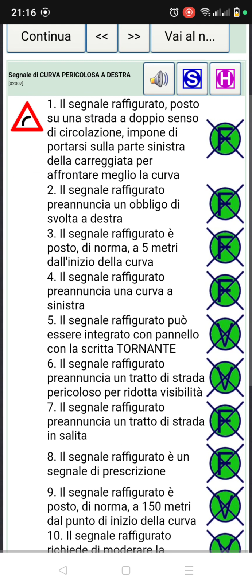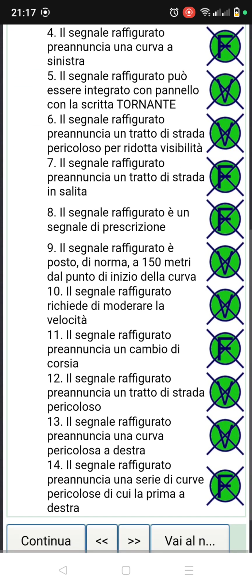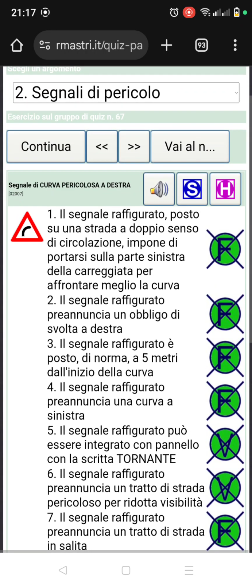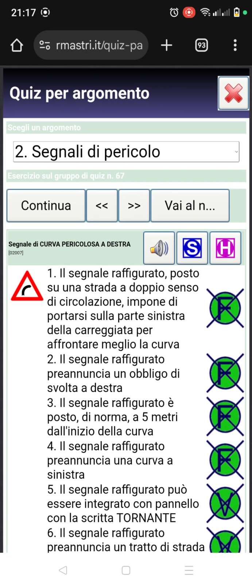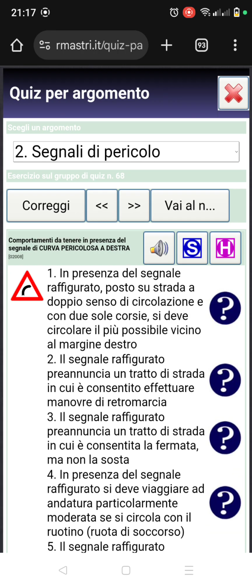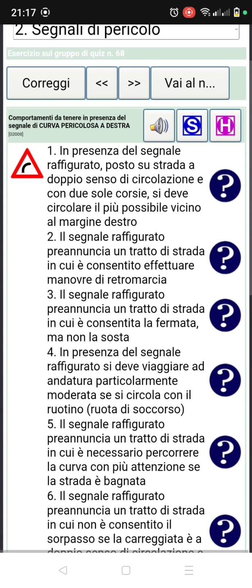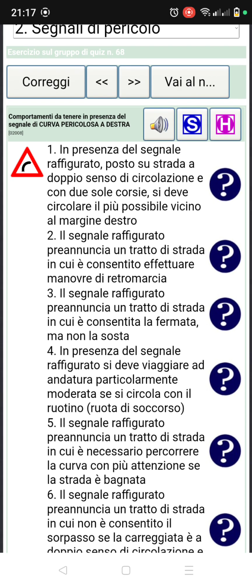So as you can see, everything is clear, guys. Everything is clear. So take the lesson, the videos, slow and steady. Understand before you continue, okay? So let me see if there's another question. There's another question on the same curve. Comportamento da tenere in presenza di segnali di curva. So the behavior we need to keep when we are confronting this very signal.